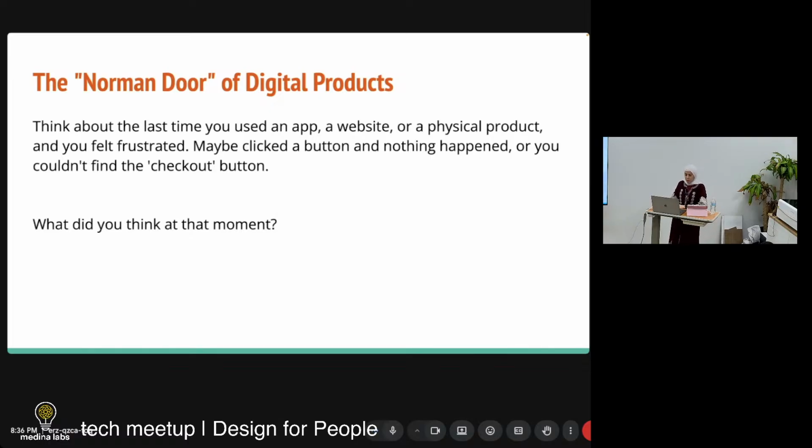Okay, so now think about the last time you used an app, a website, or a physical product, and you felt frustrated. Maybe you clicked a button and nothing happened, or you couldn't find a checkout button. Can anyone tell me what you thought at that moment, if anyone can remember any experience? Why is this even there? Especially if I'm not sure about the product, I just say screw it and then I leave.